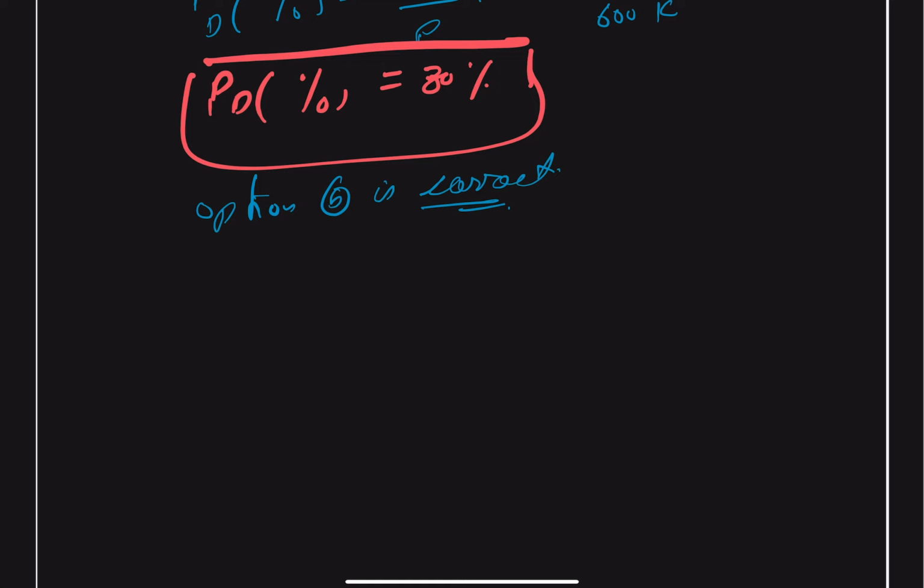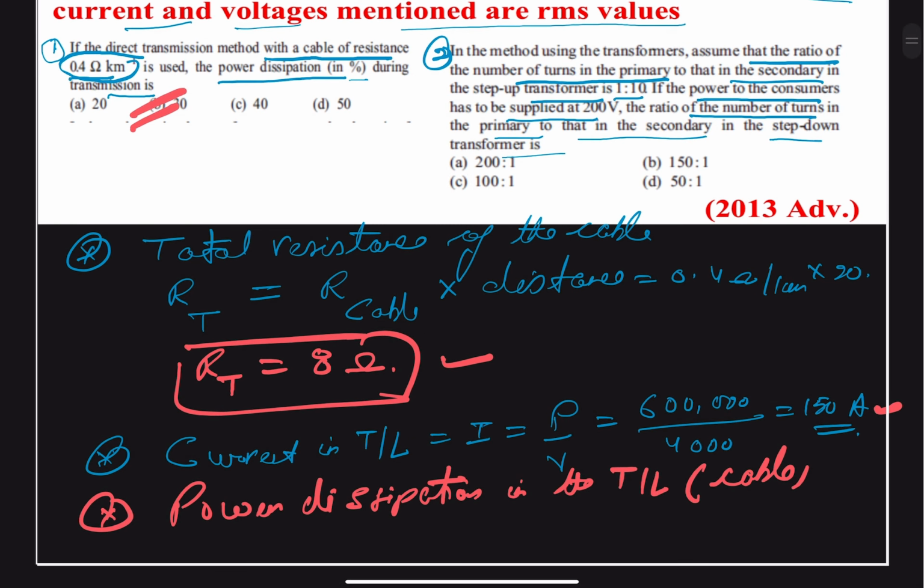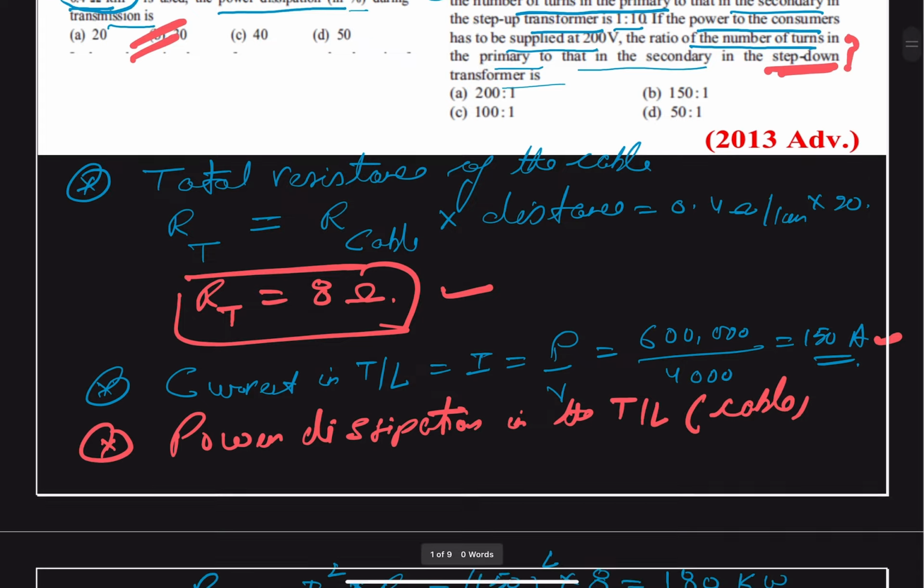For the second part, we have to find out the ratio of the number of turns in the primary to secondary in the step down transformer.